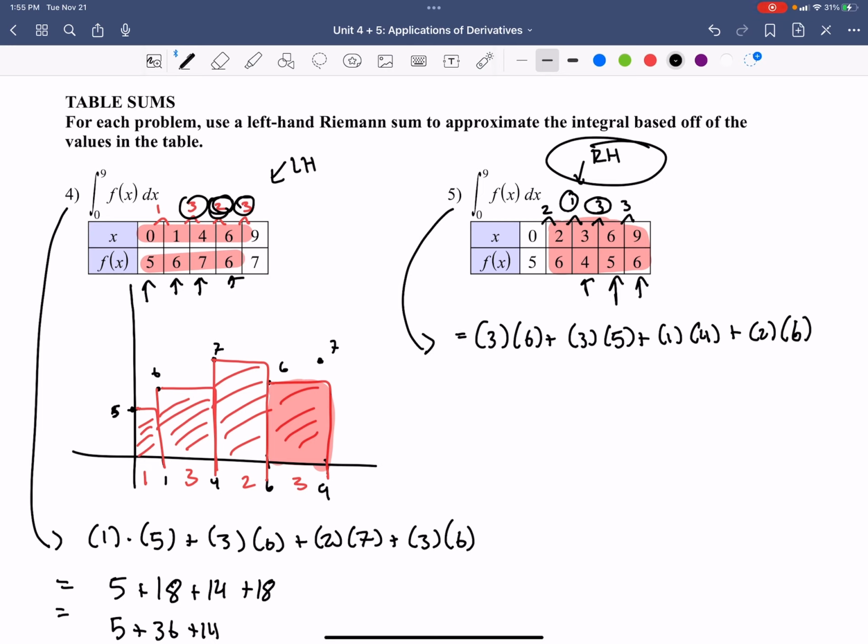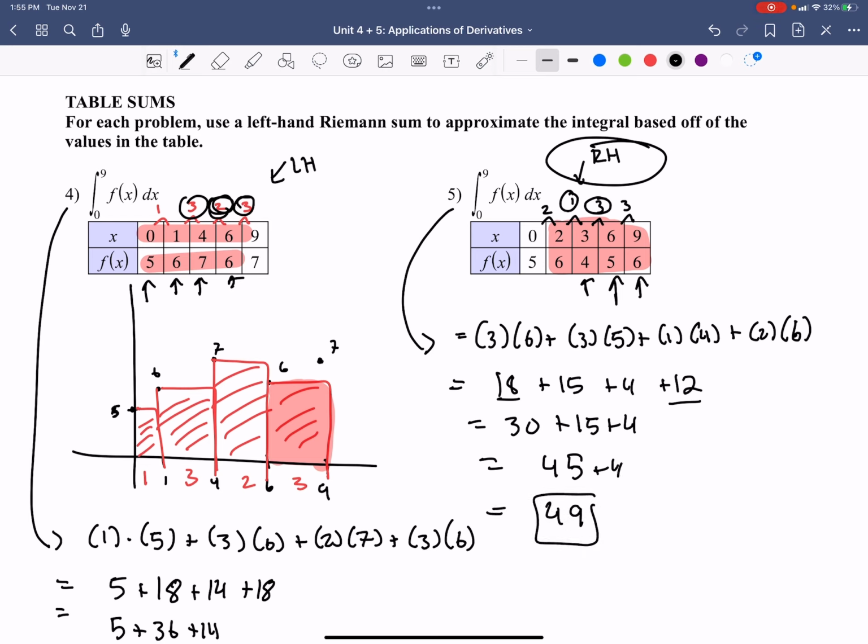Alright? And so that's going to be 18 plus 15 plus 4 plus 12. 18 plus 12 is 30. Plus 15 plus 4. That's going to be 45. Plus 4, which is 49. Alright, and we don't know if it's an overestimate or underestimate because we don't have that much information in the table. If it told us the function is always increasing, then it would be an overestimate. But since we don't know, we don't know.